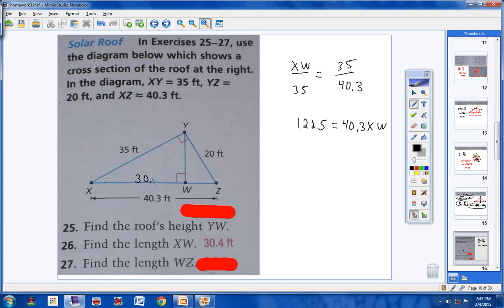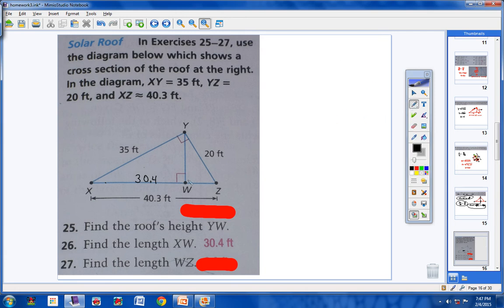Now let's find WC. Remember, this number here is the geometric mean of this length here and the entire length all the way across, okay? So 20 is the geometric mean of those two terms. So here we go.